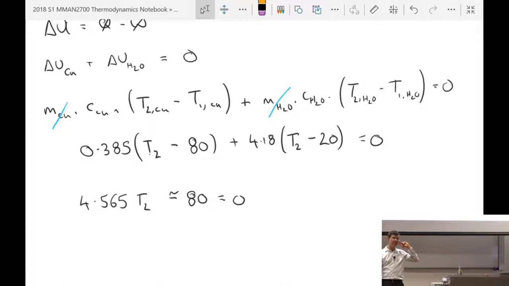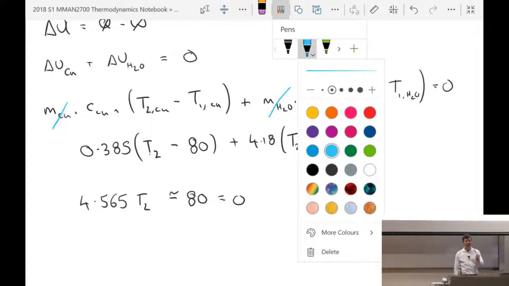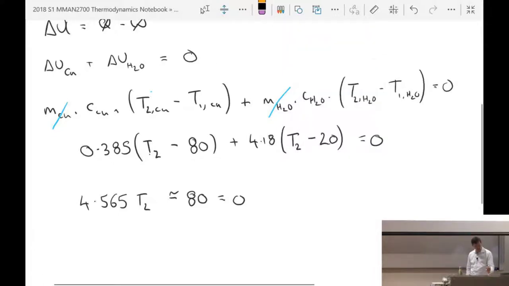Good question. The question was, isn't it supposed to be in Kelvin? It doesn't have to be for this question. It might be good practice to use Kelvin anyway. The reason it doesn't have to be for this question is, let's talk about T2, so this is T2, right?